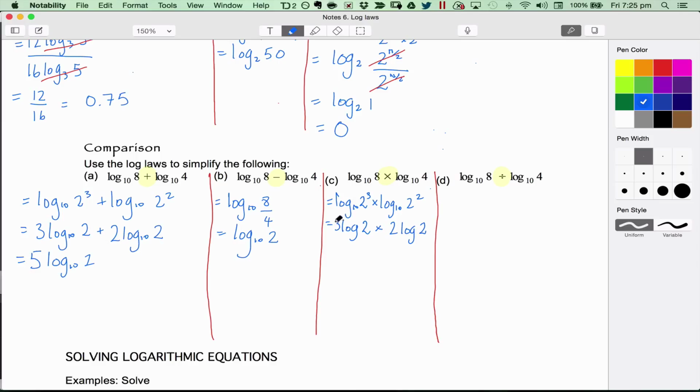Now, going back to what we did here where we added the two things together, now we're multiplying two things together. So when you multiply two things, you get that thing squared. So we can multiply the 3 times the 2. That'll be the number out the front. And then we're going to get log, I'll put the 10 back in again, of 2 all squared. Make sure your whole log is squared, not just the 2. Whole log squared.